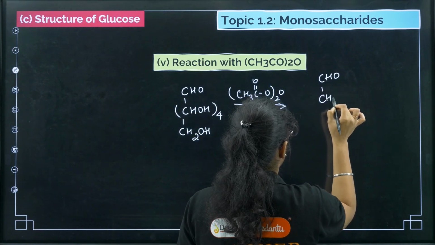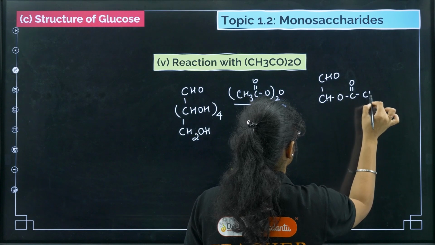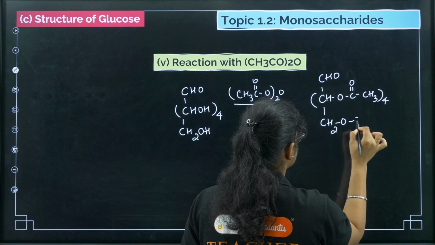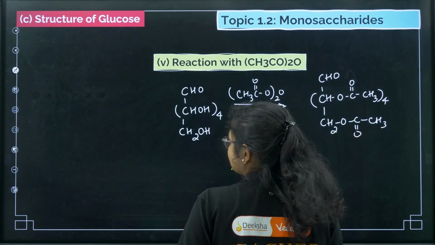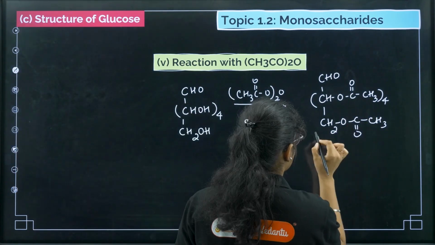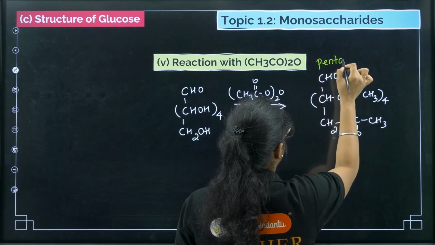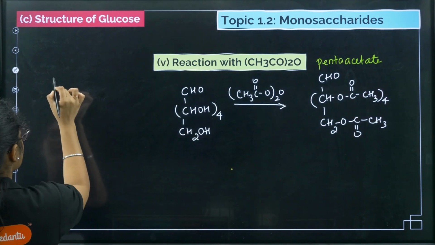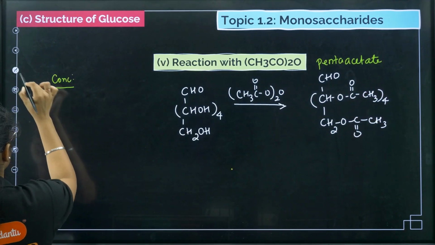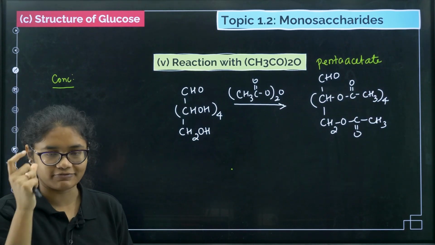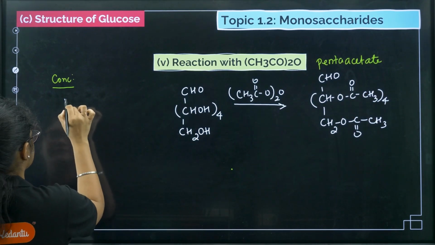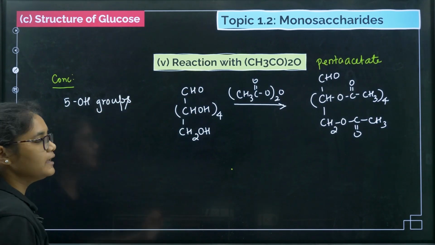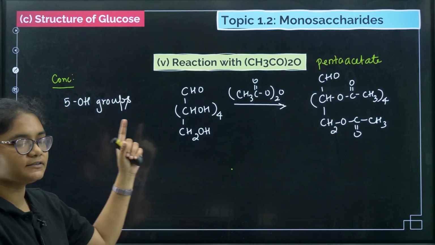CHO, (CHOCOCH3) four times, then CH2OCOCH3. You can see here we have formed a pentaacetate. Now what is the conclusion drawn from here? If there is a formation of esters and 5 ester groups are present, the conclusion is that there are 5 OH groups present in this glucose molecule.